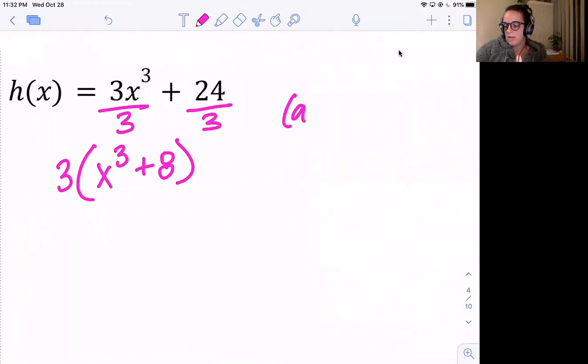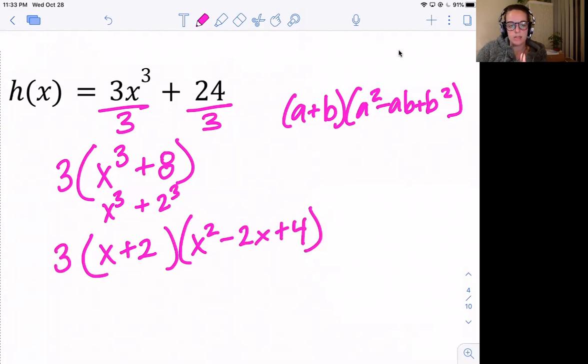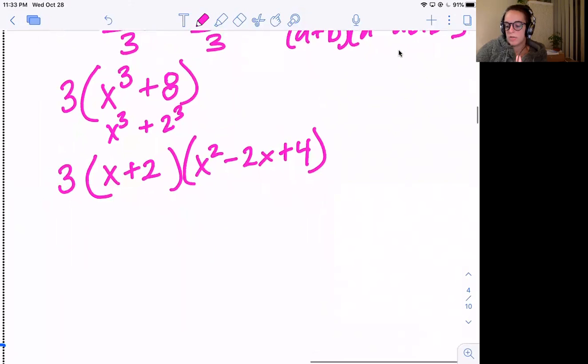So remember, you have a, b, a squared, ab, b squared. And since it's addition, we'll start with addition. Opposite, always positive. All right. And I know that this is x cubed and 2 cubed. So I'm going to have x plus 2, x squared minus 2x plus 4, bringing down that 3 as well. So since the 3 is hanging out there, there's no variable. So that means that 3 is a factor, but it can't be set equal to 0 because 3 doesn't equal 0. So there's no solution that's coming out of here, right?